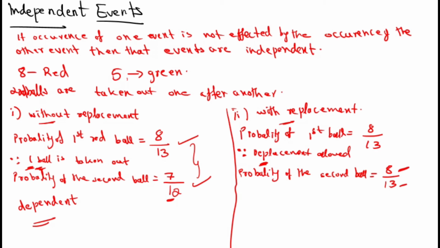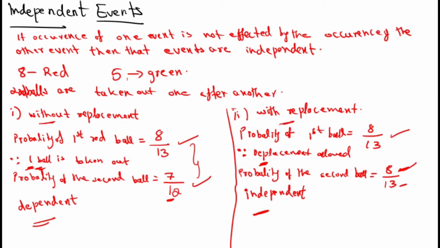Now see, 8 by 13, 8 by 13. Now check the probability of two events. Probability of the first event is 8 by 13, probability of the second event is also 8 by 13. That means the occurrence of the first event will not affect the occurrence of the second event. Okay, probability remains the same, right? That time we can say that these two events are independent events. Clear? Independent events means the occurrence of one event will not affect the occurrence of the other event. Okay, so that's the definition of independent events.